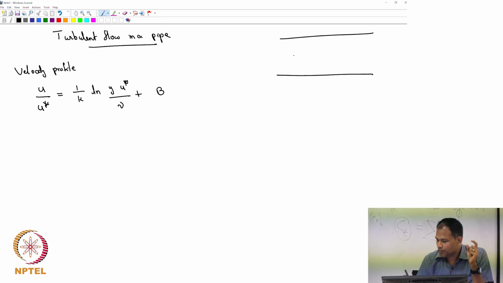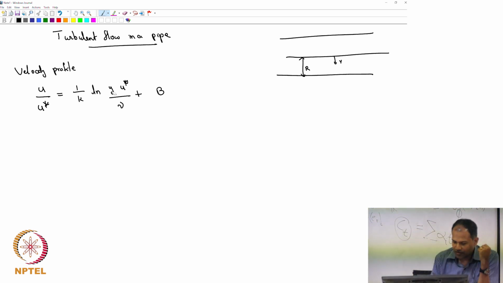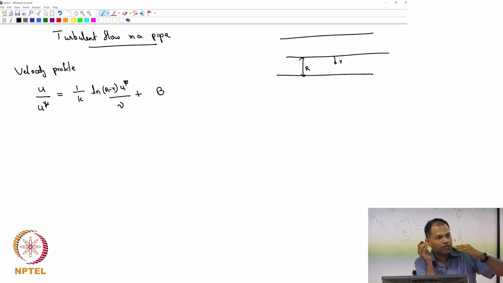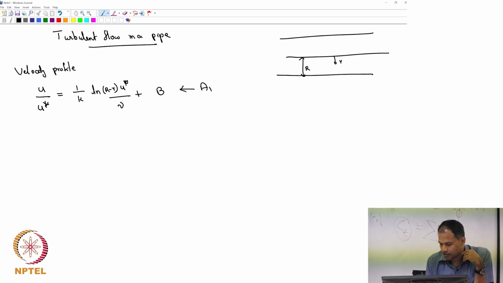So now I'm going to talk about a pipe whose radius is R, and let's say we are going to use a cylindrical coordinate system in which r is the radial coordinate. So y I will replace with R minus r, because y is the distance from the plate. So in this coordinate system, R minus r will be the distance from the plate. So this is the approximation that we are doing.